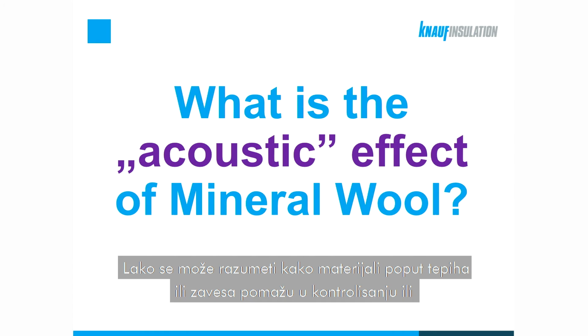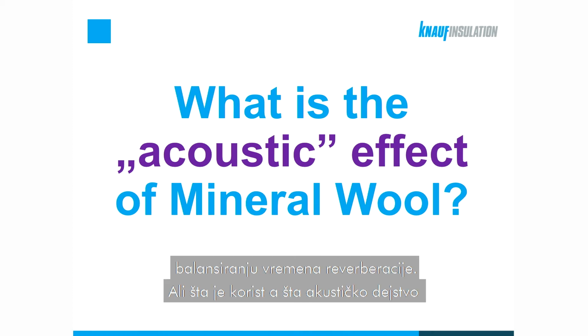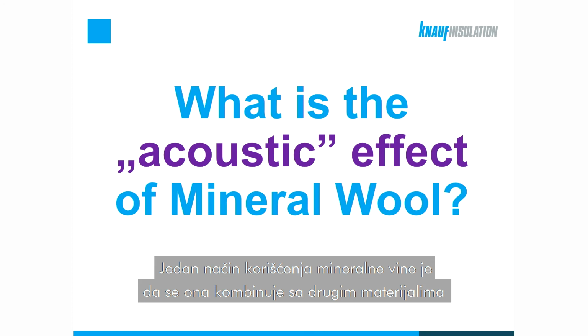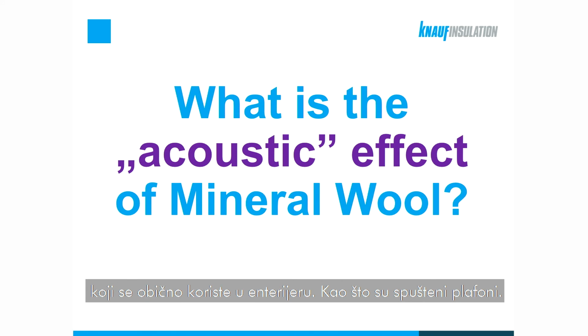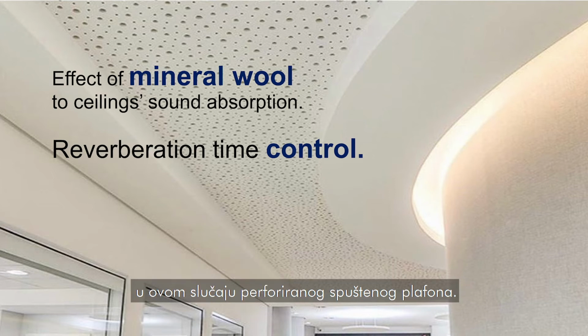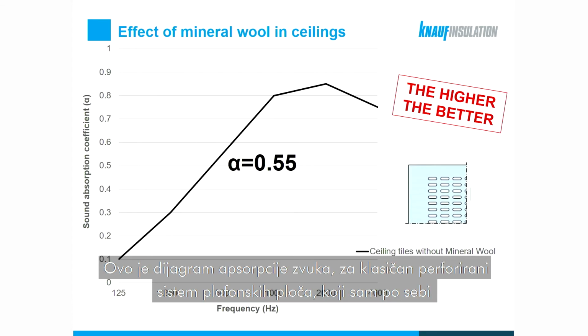It is easy to understand how materials such as carpets or curtains help in controlling and balancing reverberation time. But what is the benefit and what is the acoustic effect of mineral wool when we talk about room acoustics? One way of utilizing mineral wool is to pair it with other materials which are often used in interiors, such as ceilings. Let us take a look at how mineral wool improves the acoustic performance of a ceiling, in this case a perforated ceiling. This again is the sound absorption chart for a classical perforated ceiling tile system.